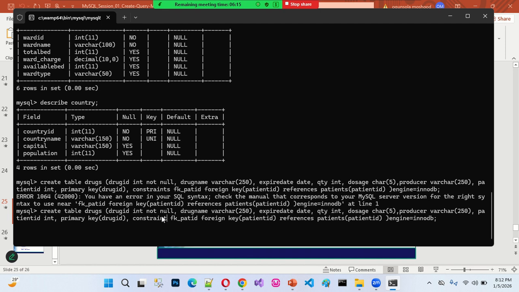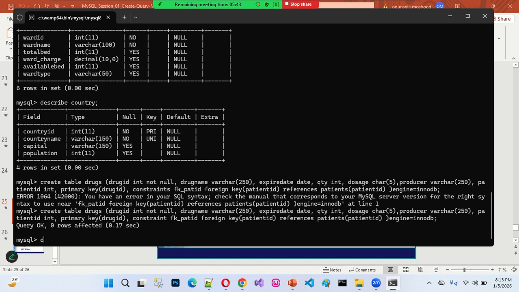Spelling here. So after the constraint keyword, I must specify the name I'm giving to that constraint, using the constraint keyword to specify that patient ID is the foreign key here, and it references the patient table as the primary key. Let me press the enter key again. Good, that's all now. So finally, we have created the table with a relation. That means the drug table and the patient table have a relationship.